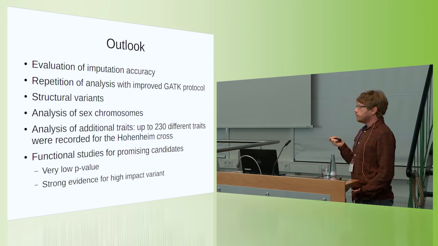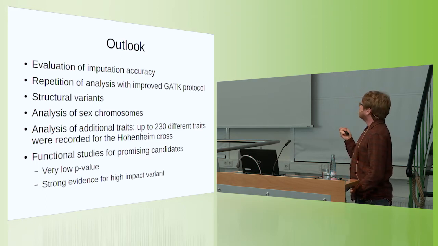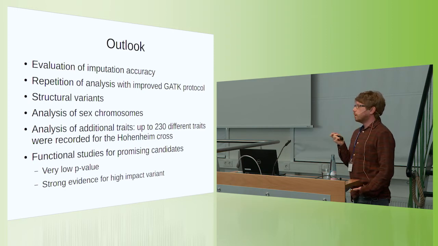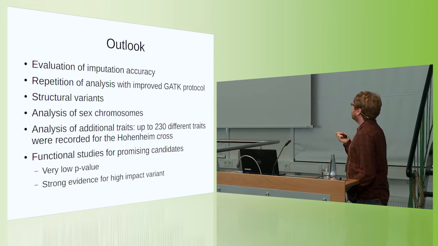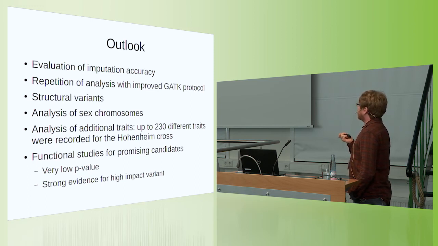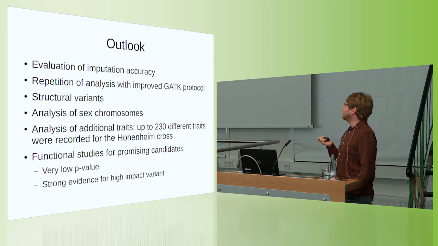So what we're planning to do is to evaluate the imputation accuracy of the whole pipeline. I'm currently repeating the analysis with improved settings. I also want to look at structural variants, analyze the sex chromosomes, and analyze additional traits. We have up to 230 different measurements taken on the pigs, at least for the Hohenheim cross. And functional studies will be carried out on promising candidates with very low p-values and strong evidence for high-impact mutations.